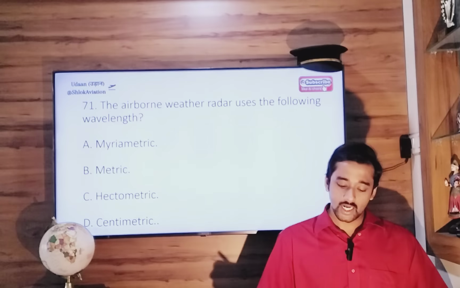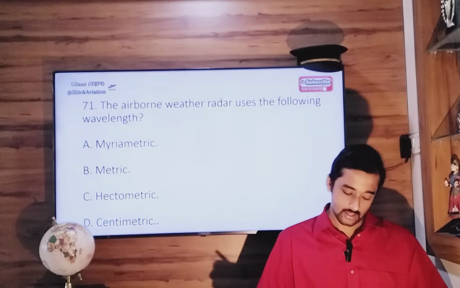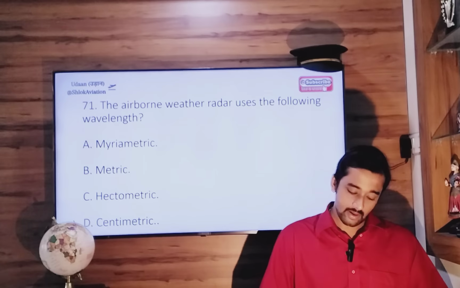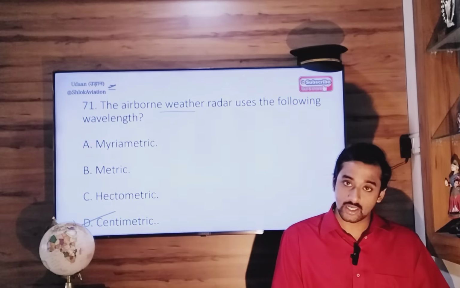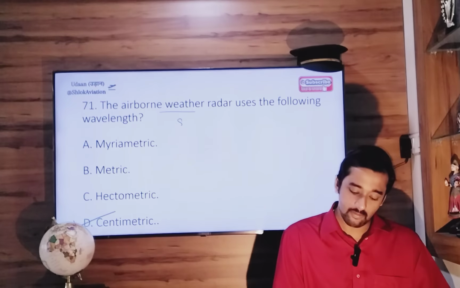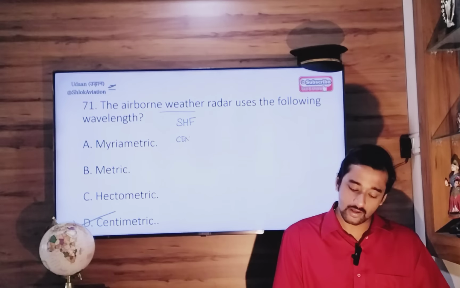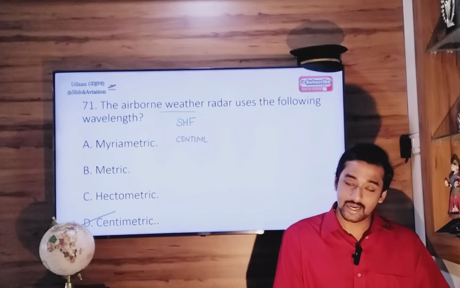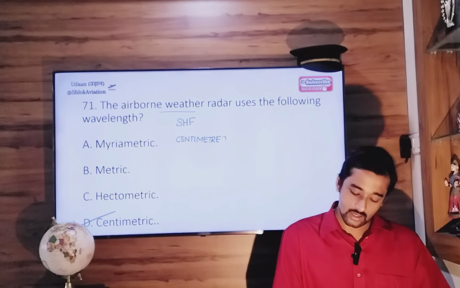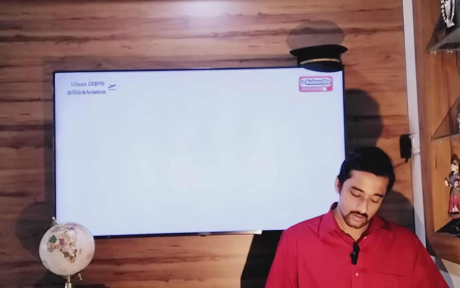71. Airborne weather radar uses the following wavelength. That wavelength is centimetric, because airborne weather radar uses the frequency band super high frequency, and all wavelengths corresponding to that frequency will be in terms of centimeters. Okay, so centimetric is the answer.